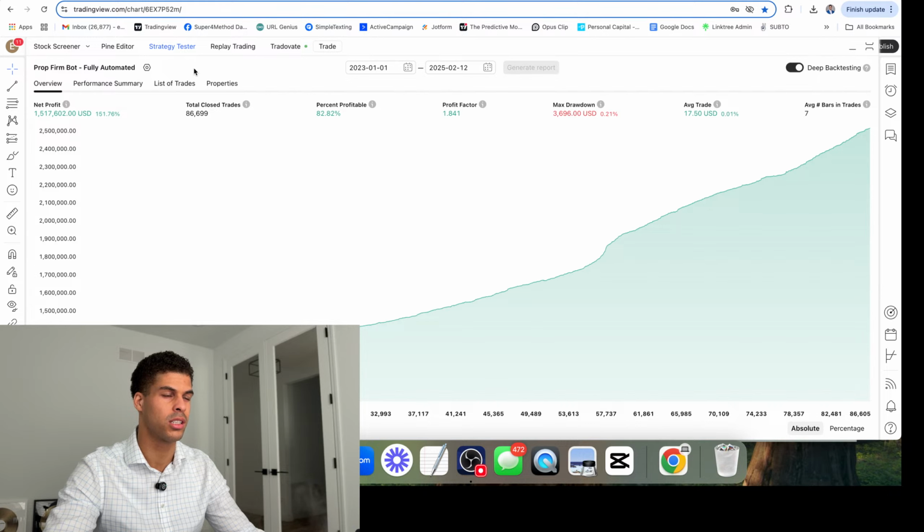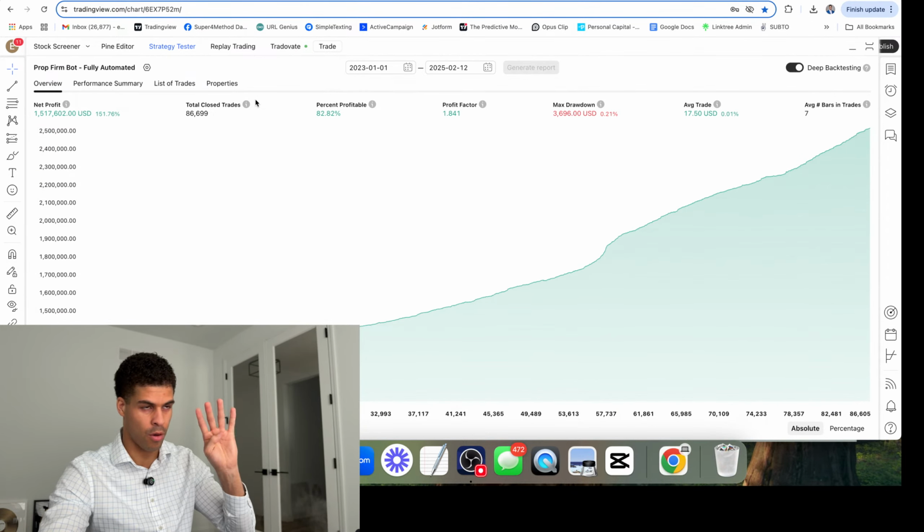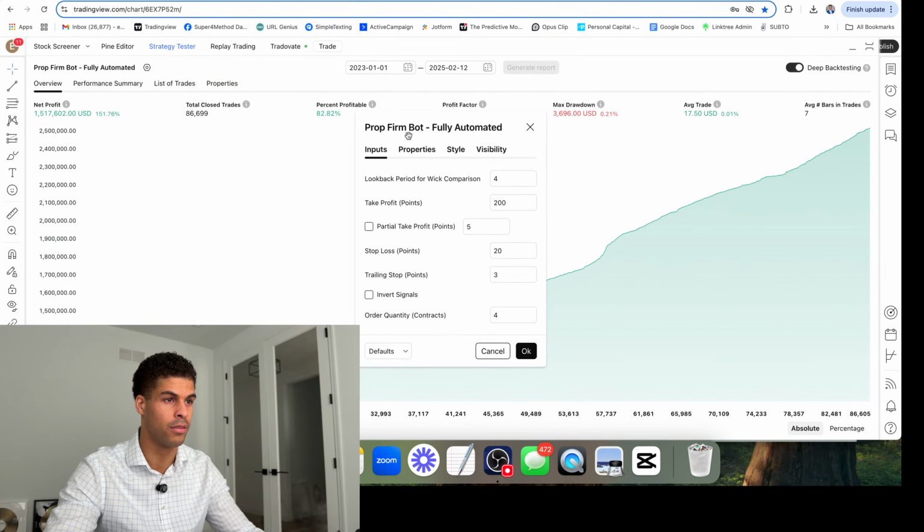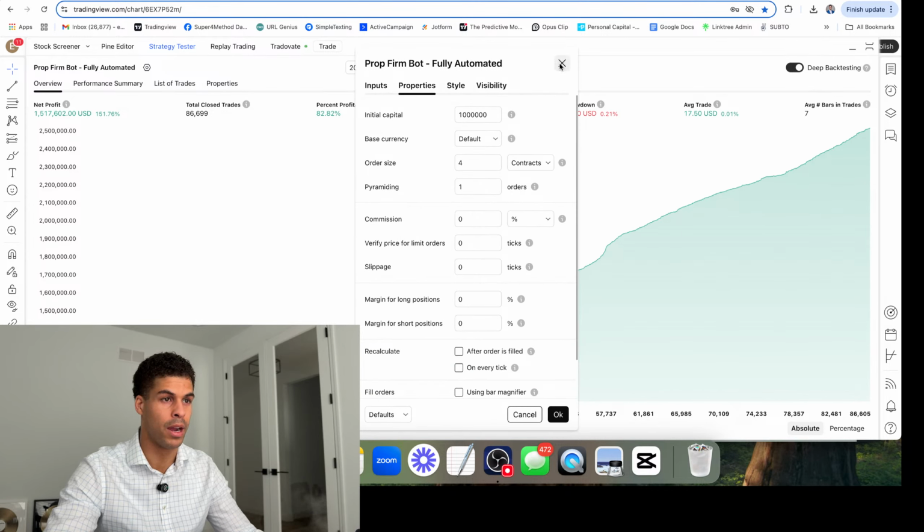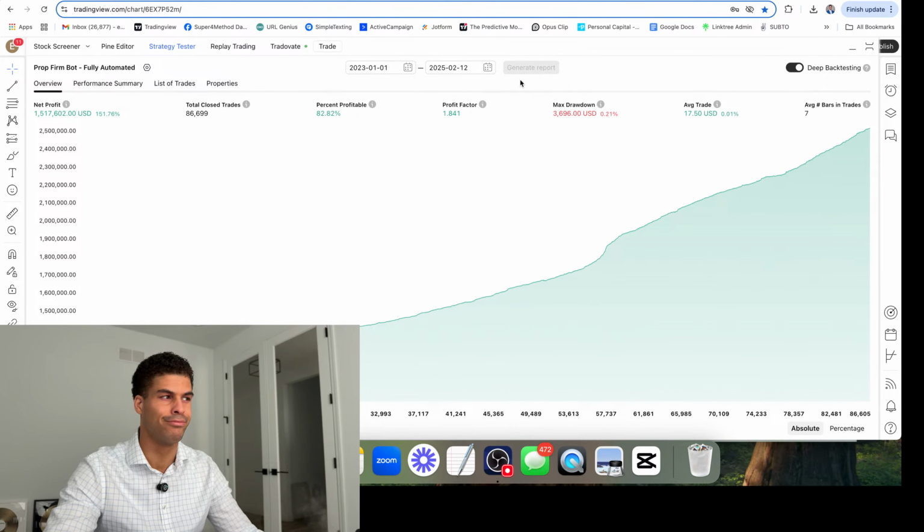Here's how this looks. I don't know how real these numbers are, but as an example, what this shows is that the account at most was down $3,700, and if we let it run from 2023 to today, we'd be up $1.5 million. I don't know if that's real or not. Which with four micros, I believe, right? Yeah, 4 micros. So I don't know. I'm sorry. I guess we'd be up.